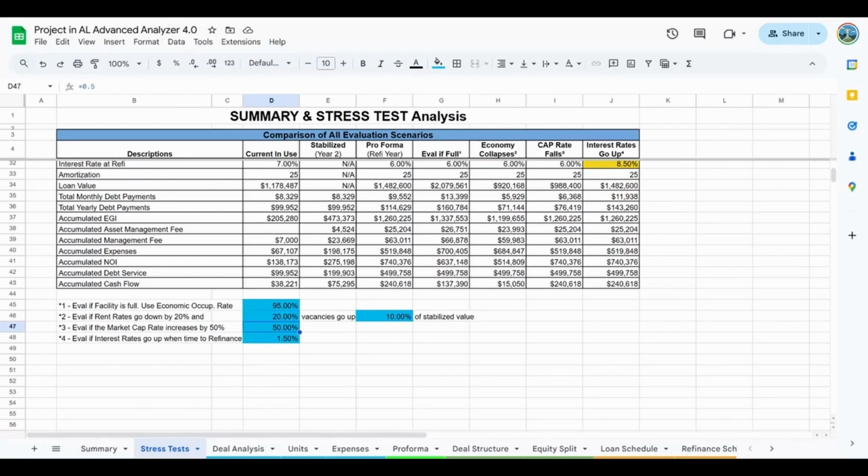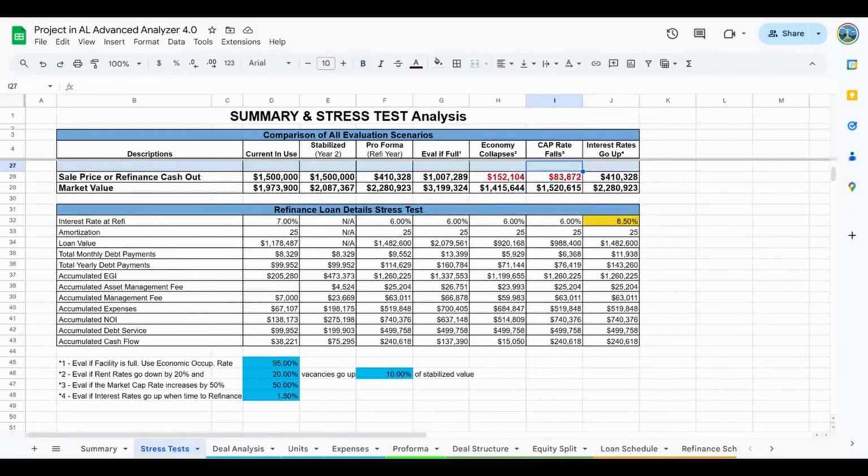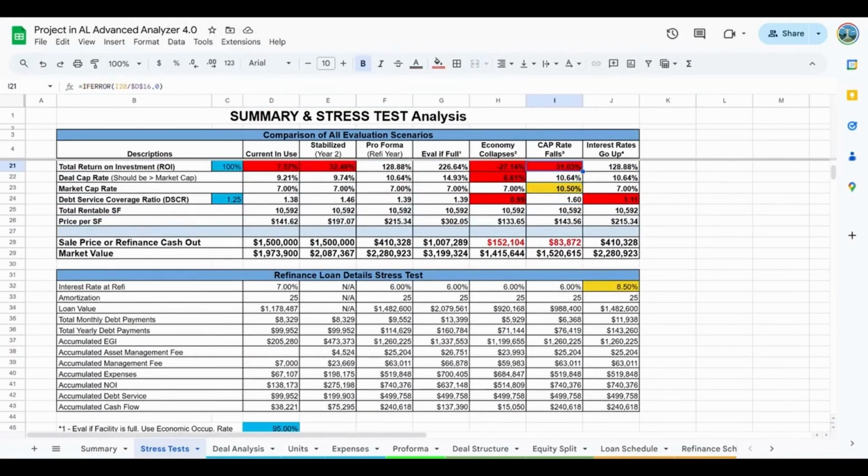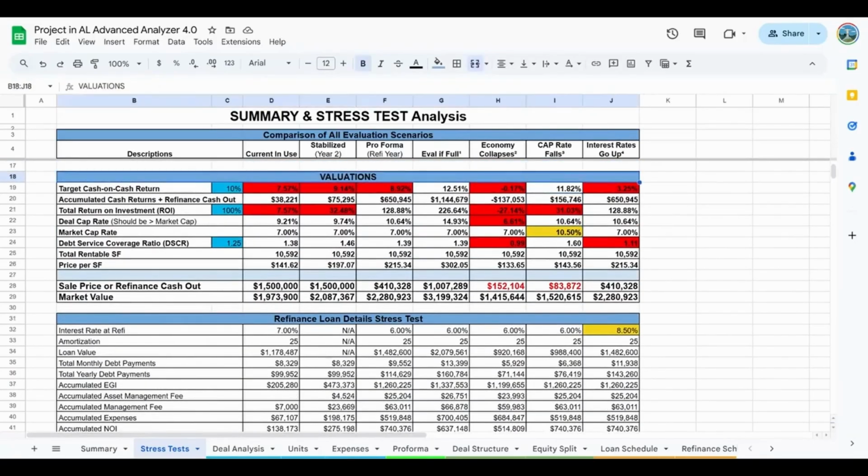In scenario 3, this will analyze the facility based on what would happen if the market rates of the general area go up by 50%. And you can see where that takes effect here in the valuations area. This yellow area will add 50% of your purchase price market cap.